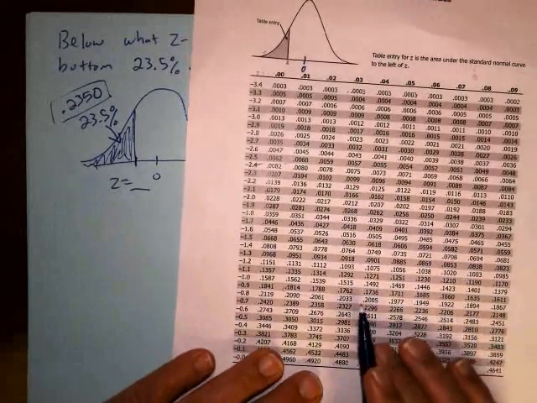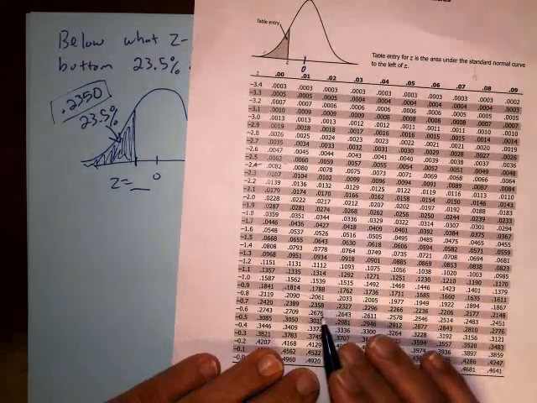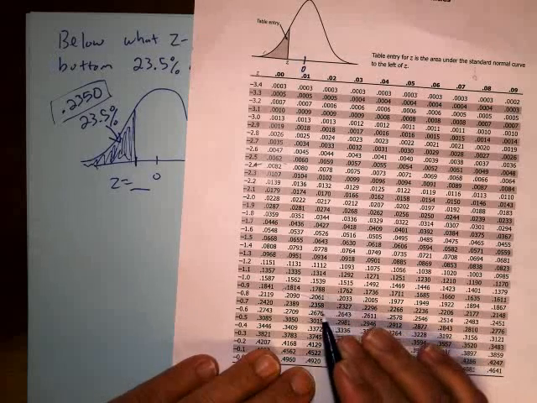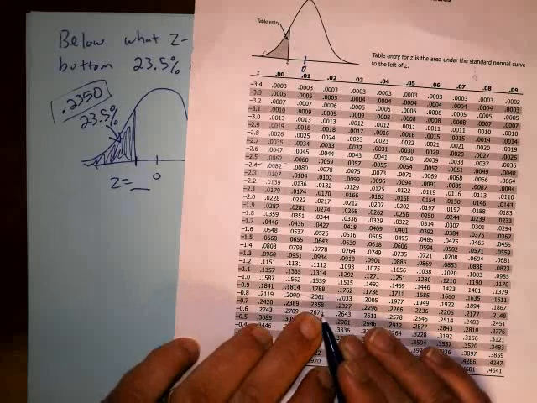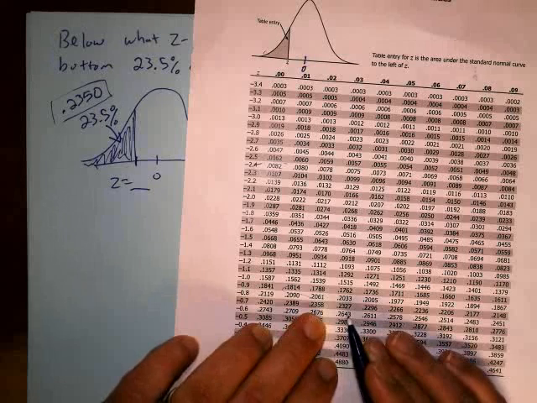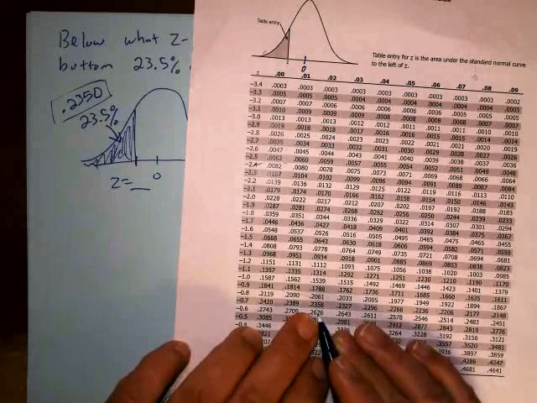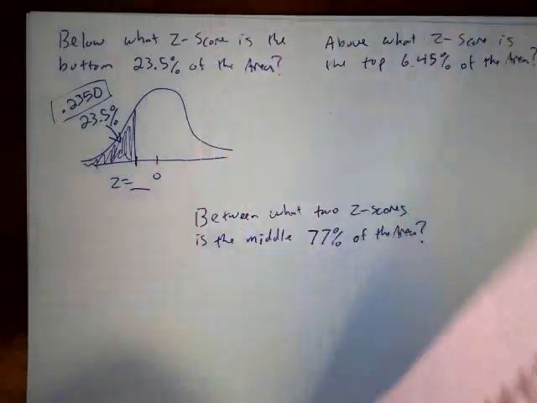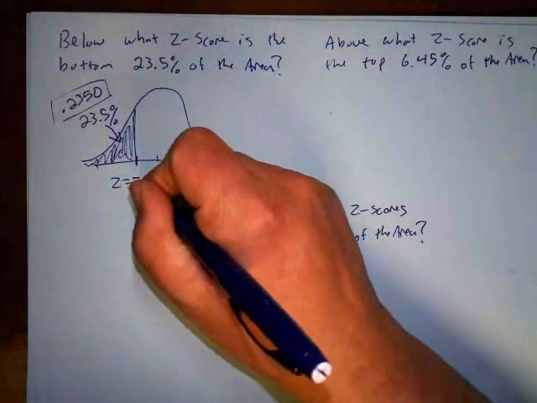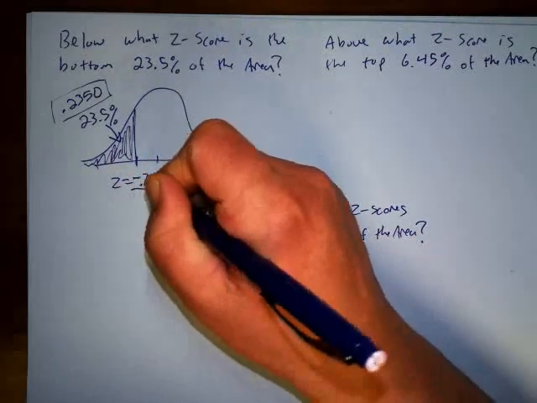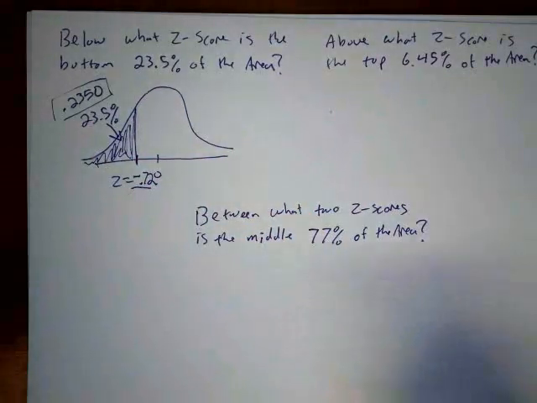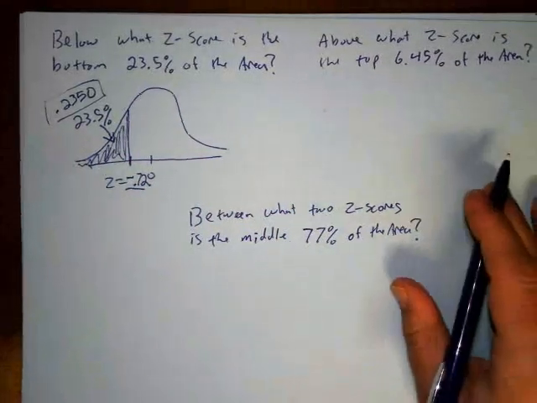So 2350. Here's 2327, 2358. So this one's 8 away. This one is a lot further than that. So this is the one that comes closest, and that's negative 0.7. Up here is 0.02. So the z-score would be negative 0.72. Okay? So that would be the z-score that gives you the bottom 23.5% of the area.